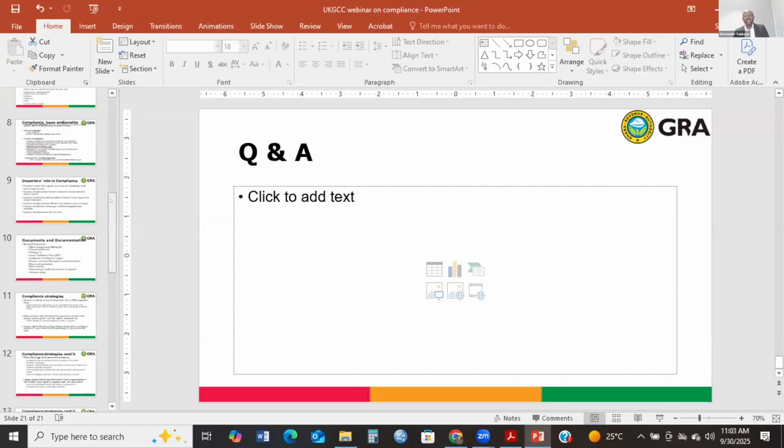Great. Thank you very much. So participants and businesses, please kindly take notes. Customs has found a way of making sure that you are rewarded if you consistently and habitually comply with the laws and regulations of the Customs Act, the requirements of the Customs Act.